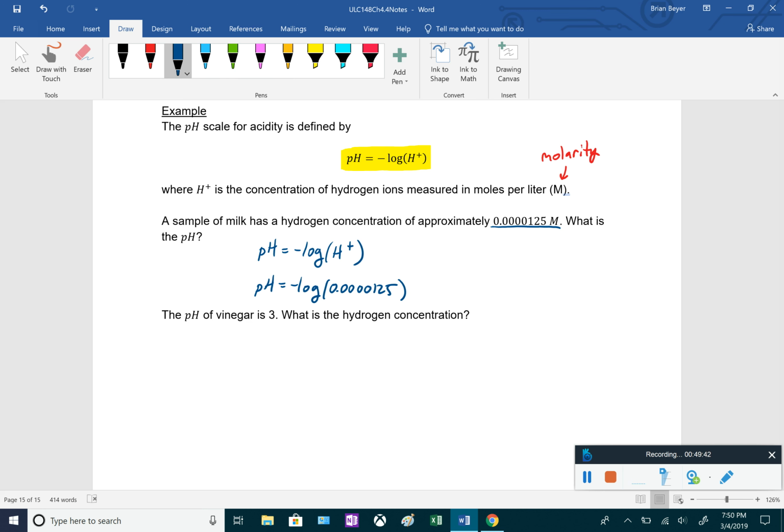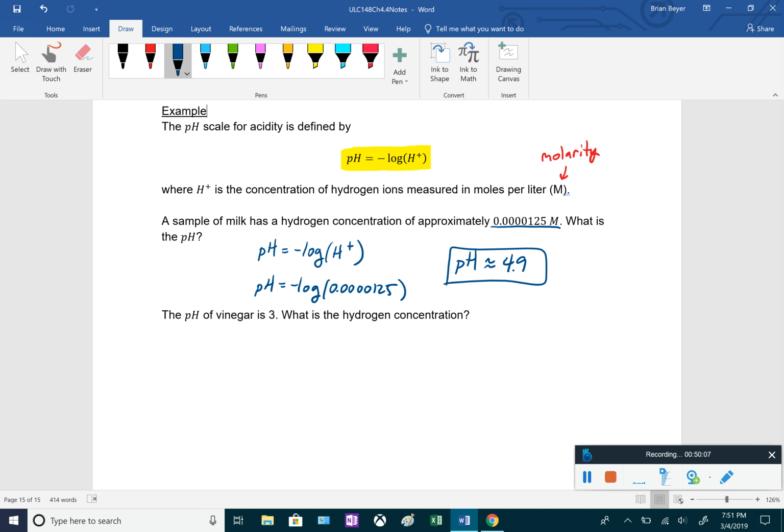So plugging this in the calculator, this is base 10, right? If base isn't written, it's base 10. We end up getting a pH of approximately 4.9. That seems a little bit too acidic for milk, but that would be the pH of that milk sample. And then for the next one, the pH of vinegar is 3.